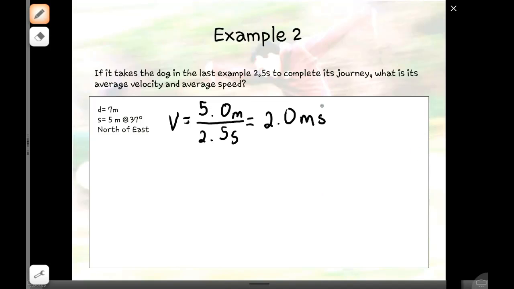m s to the -1. Now, because velocity is a vector, which I'll represent by this arrow here, that means it needs to have a direction. The velocity direction is exactly the direction of the displacement.